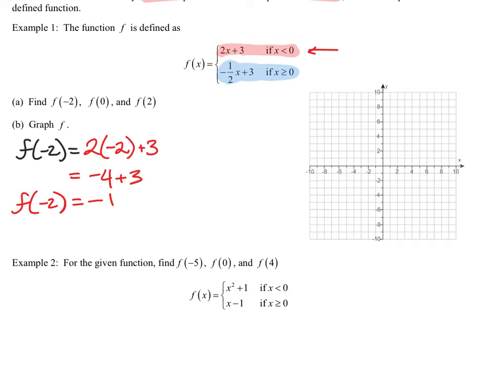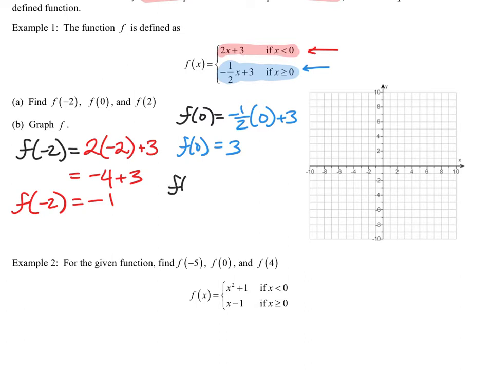If we did the second one, f of 0, I'm looking to figure out where in the domain on this function f I actually can plug in 0. That's on this blue section because it says x greater than or equal to 0. So I would plug in 0 to that function, and f of 0 would just give me 3. So we have another coordinate point, f of 0 equal to 3.